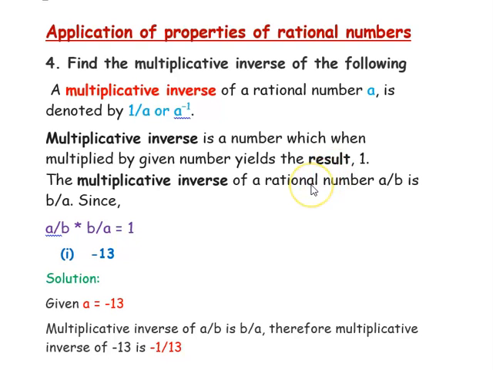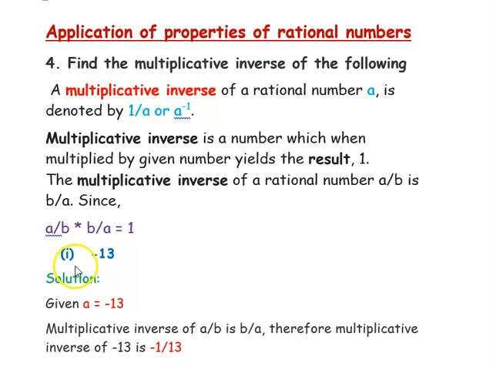Suppose if your given rational number is A by B, then its multiplicative inverse is B by A, because if you multiply A by B times its inverse, that is B by A, you will get the result as 1. So now you will call this B by A as a multiplicative inverse of the given number A by B. Okay, so with this concept, now we'll move on to solving the problems.